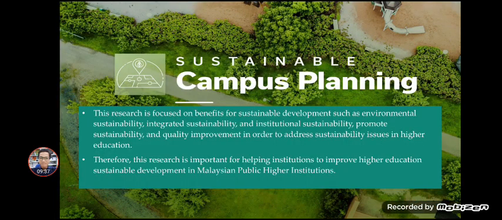With that, we can conclude that this research is focused on benefits for sustainable development, such as environmental sustainability, integrated sustainability, and institutional sustainability. Promote sustainability and quality improvement in order to address sustainability issues in higher education. Therefore, this research and this paper is important for helping institutions in improving higher education sustainable development, particularly amongst the Malaysian public higher education institutions.